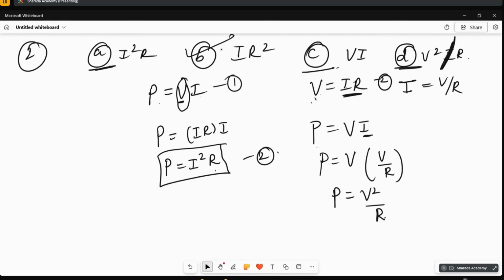Remembering everything is sometimes difficult. P is equal to V into I. Ohm's law, we know V is equal to I into R. Substitute that, we will get the other two forms. Clear? So power means V into I. And whenever we are trying to calculate, to measure something in terms of electricity, we actually calculate power only.